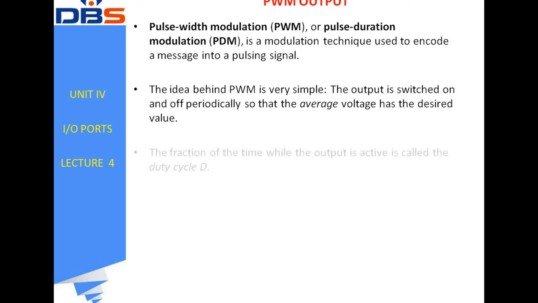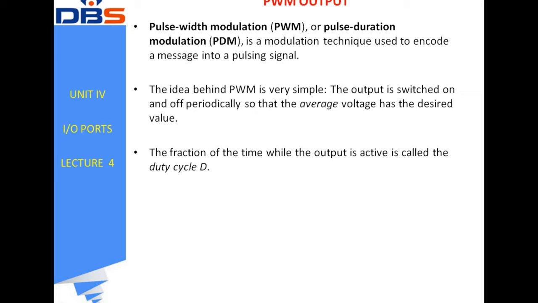See here, pulse width modulation, or pulse duration modulation. That means in order to obtain an average or desired value, we are using this technique, so that the average voltage has a desired value. Pulse width modulation, or pulse duration: duration in the sense that we are calculating the time.